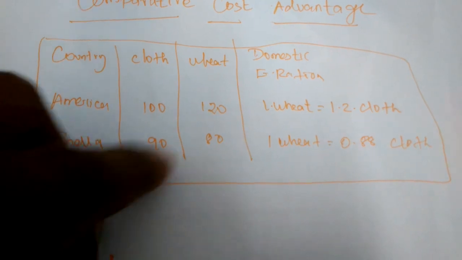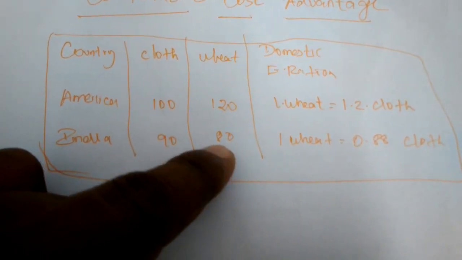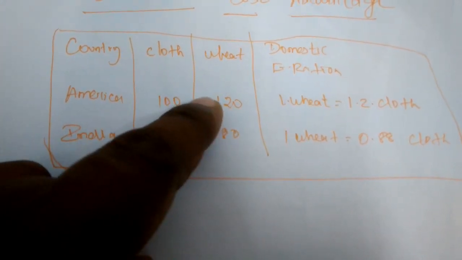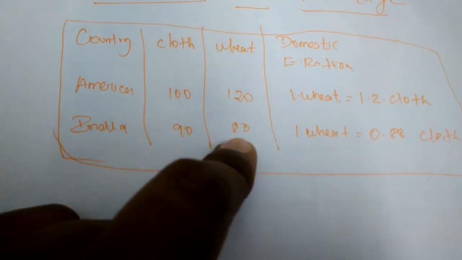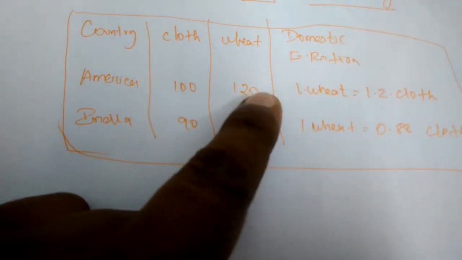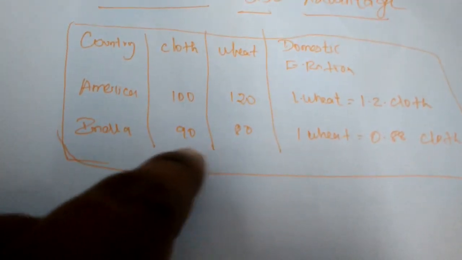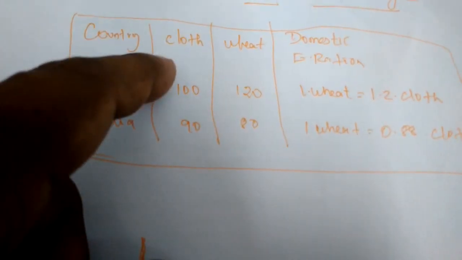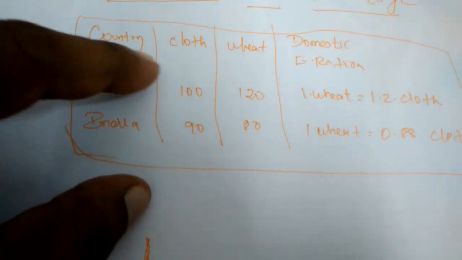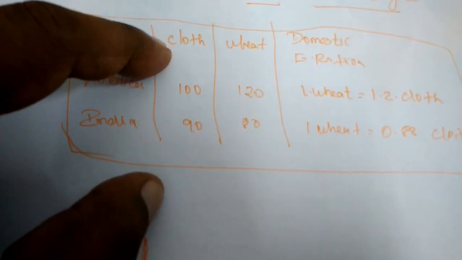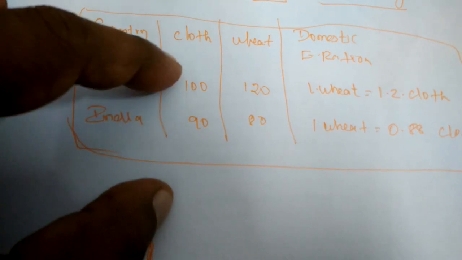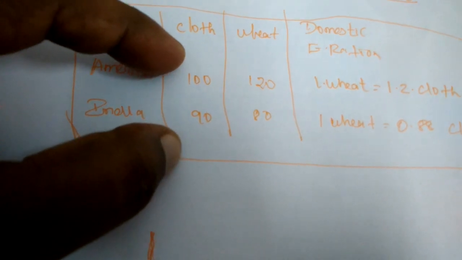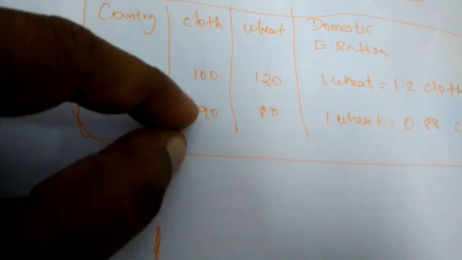Even if India produces 1 unit of wheat by using 80 units of labor, America uses 120 units. So India can produce the wheat and export it to America. But instead of producing cloth by using 90 units of labor, it will import it from America, because when we compare the advantages, America will not have a great disadvantage. Seeing the lesser disadvantage, America can export the cloth to India.